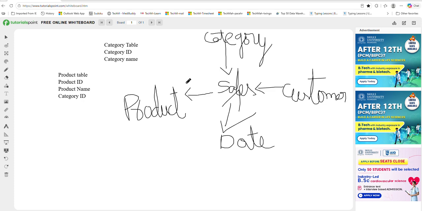Now we'll explain the advantages of snowflake schema. I already explained the star schema advantages, right? Now I will explain about the advantages of snowflake schema, guys.